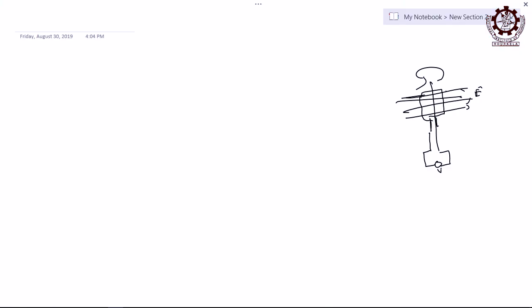That is why it is not permanent. Induced is never permanent. There should be some cause. Once the cause is stopped, everything is stopped. So, like that, if the flux changes, then different situations come, as Faraday's law tells.